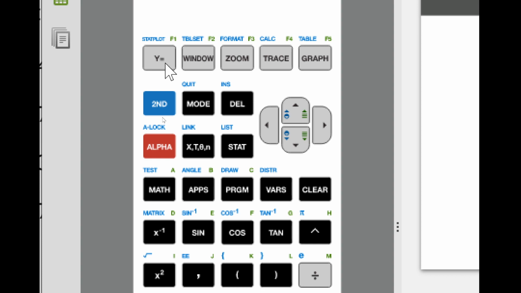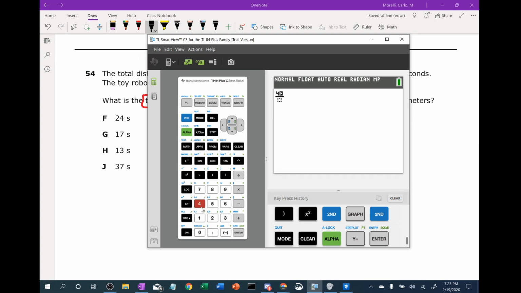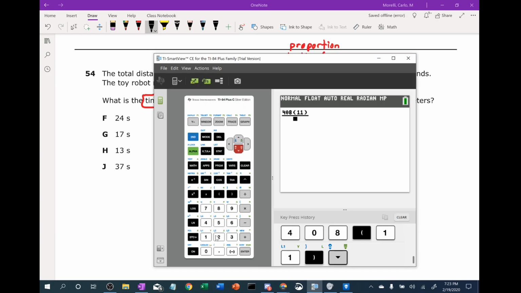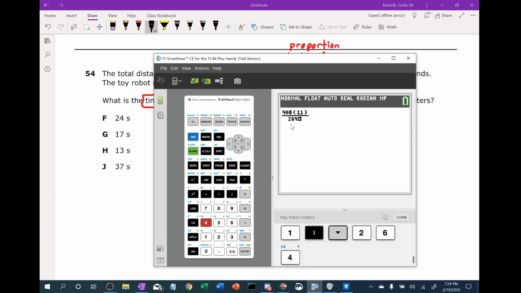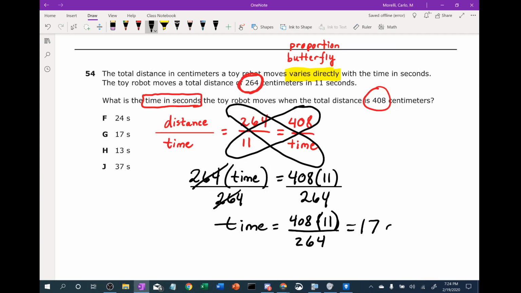Okay, and that will be 408 times 11 on top, open parentheses 11, over 264. Okay, so we want to actually see what that is. And we see that it's 17 seconds. So that corresponds to letter choice G. Good. How are you doing?